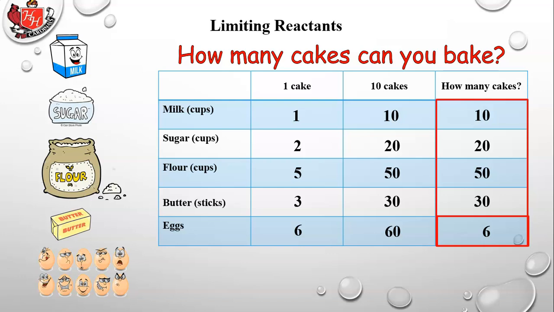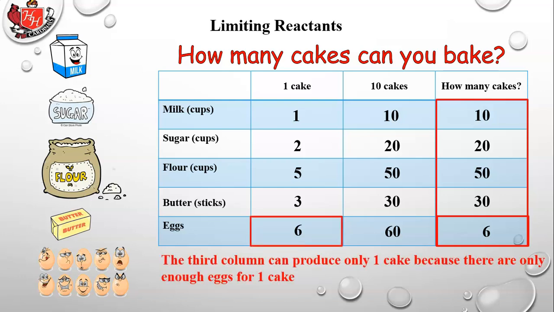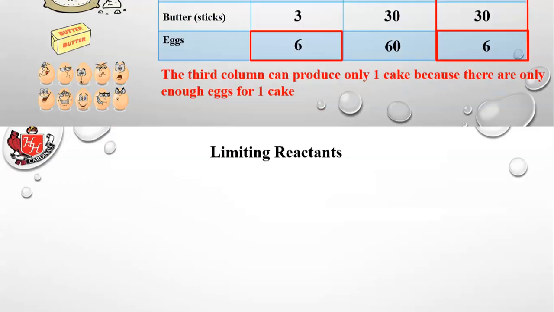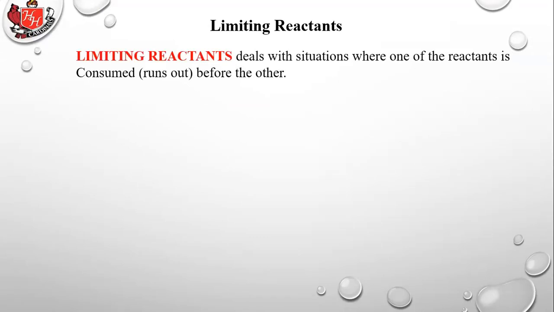In this case, eggs are what's called a limiting ingredient, or in chemistry we're going to call it a limiting reactant. It's the thing that runs out first. So the third column can produce only 1 cake because there are only enough eggs for 1 cake. Limiting reactants deal with situations where one of the reactants is consumed, runs out, before the other.